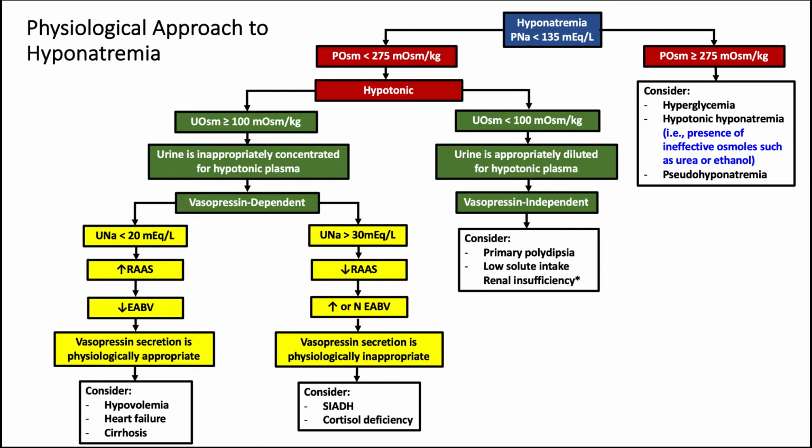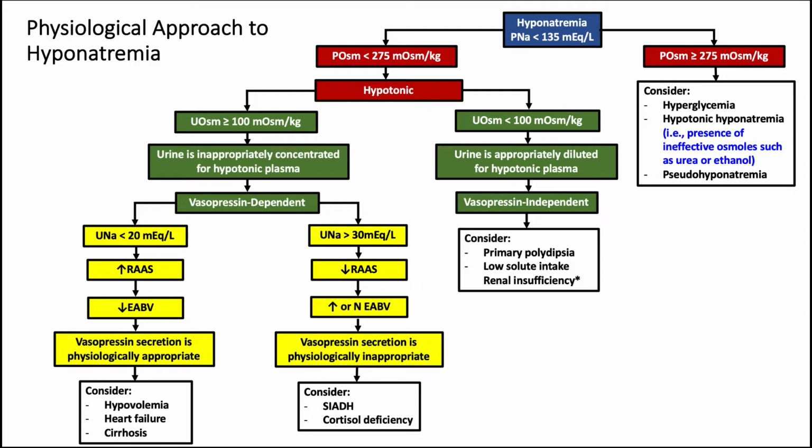Number one, high plasma tonicity, which is not the case for hyponatremia, right? Because it's hypotonic. And number two, because the effective blood volume is low. So if the effective blood volume is low and ADH is present, that is a physiological reason to secrete vasopressin. And my differential would be hypovolemia, heart failure, and cirrhosis.